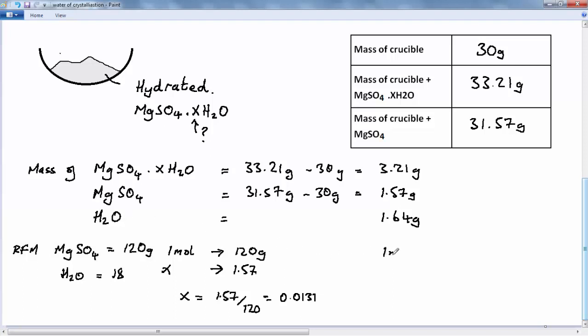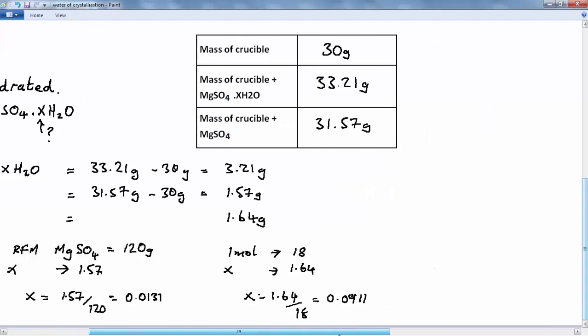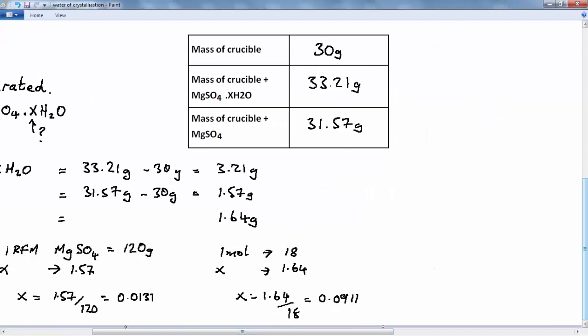And now the number of moles of water. Well, we know that 1 mole of water weighs 18. How many moles weighs 1.64? Do the same thing again. X will be equal to 1.64 divided by 18, which is equal to 0.0911. Now, we're running out of space here, so I'm going to move over this way a little bit. Okay, we're just keeping those figures there.